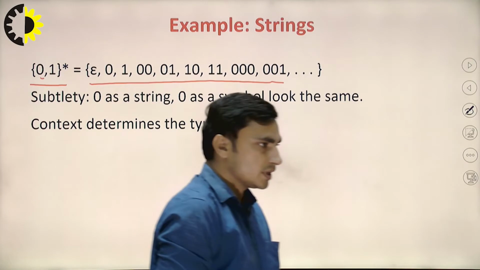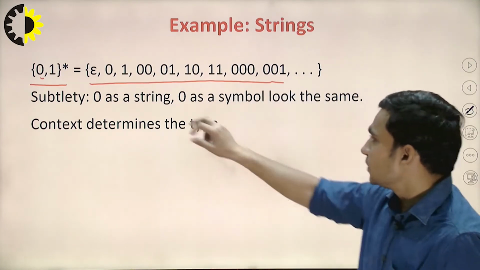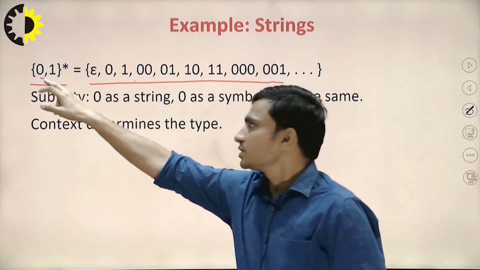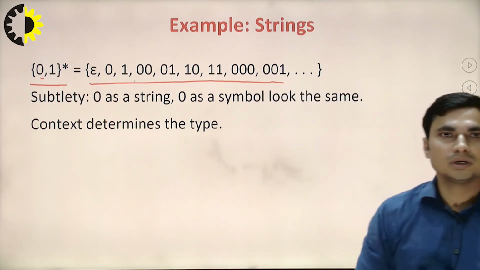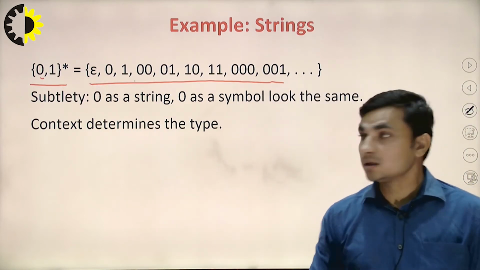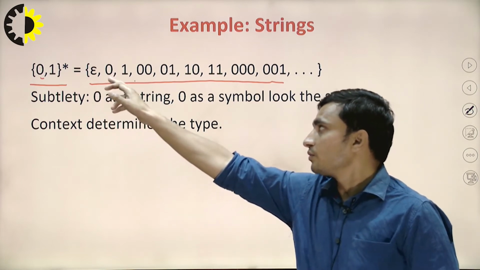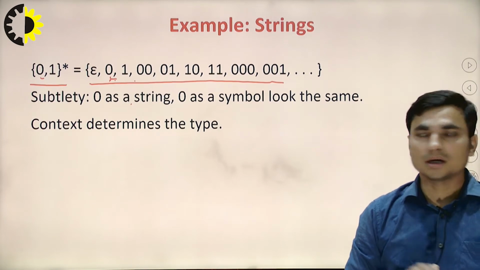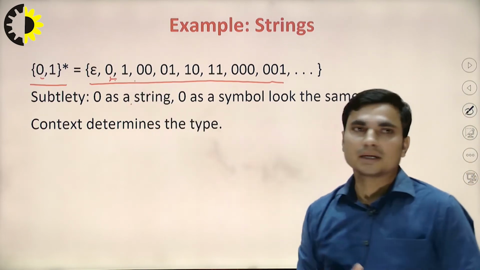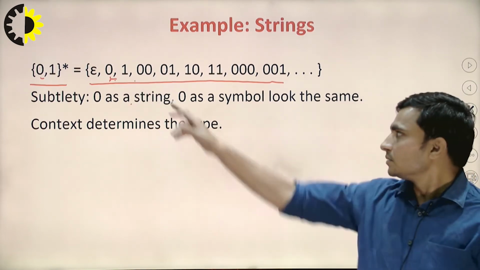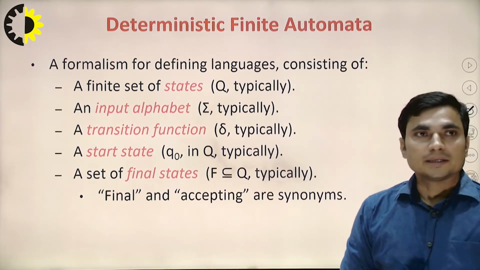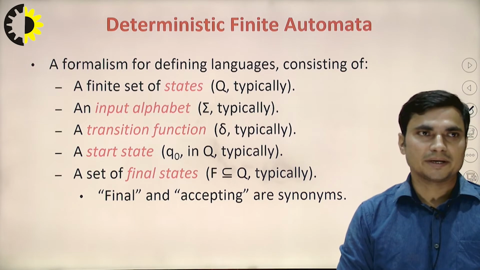Now take a look here, we have 0 and 1. Individually, 0 and 1 are symbols in this alphabet set. This 0 represents a string, and this string has length 1, and there are many combinations possible. Then the deterministic finite automata.